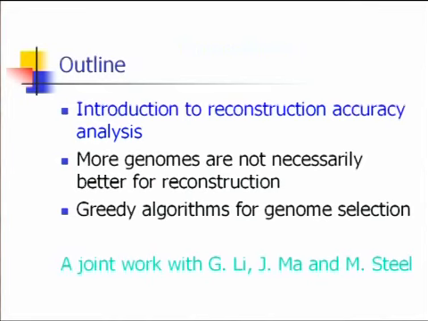So this is an outline of the talk. First of all, I introduce briefly the reconstruction accuracy. Then I give some examples about this observation, that more genomes are not necessarily better for reconstruction. Then I propose some greedy algorithms for the problems. Part 2 is joint work with Guoliang Li and Max Steele. Part 3 is joint work with Guoliang Li and Jian Ma.